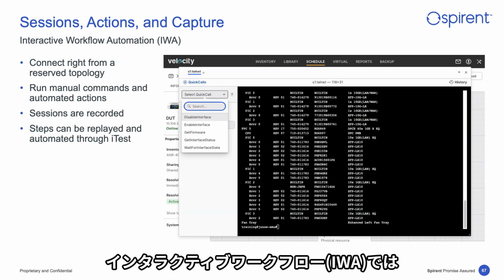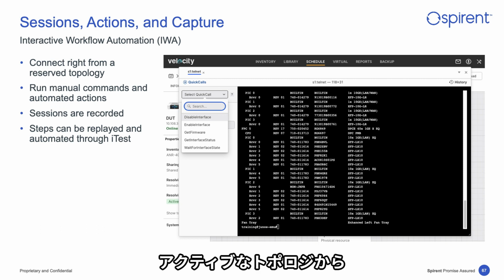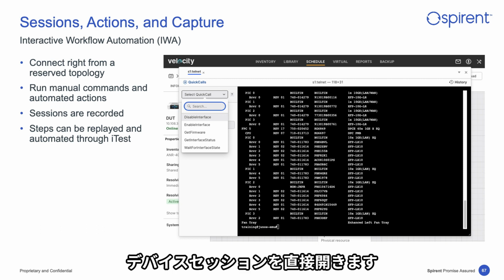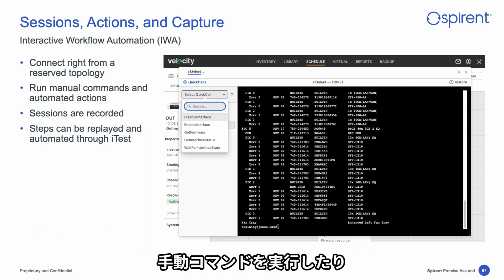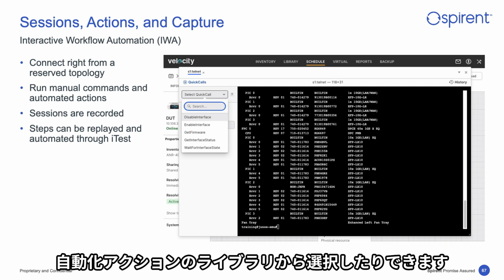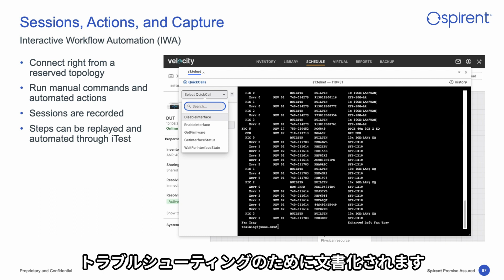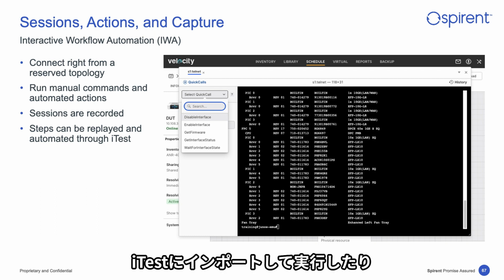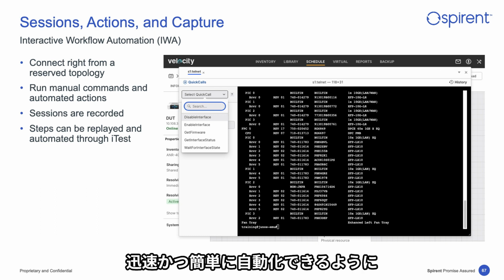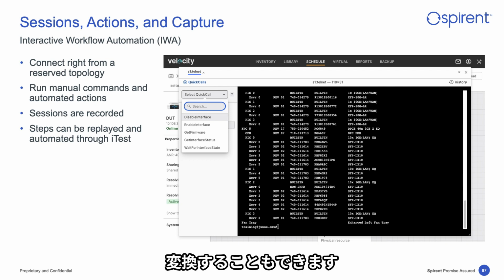Interactive Workflow Automation, or IWA, lets you open device sessions right from an active topology. You can run manual commands and choose from a library of automated actions. Interactive sessions are captured so they can be documented for troubleshooting purposes. They can also be imported into iTest where they can be replayed or converted to quick and easy automation.